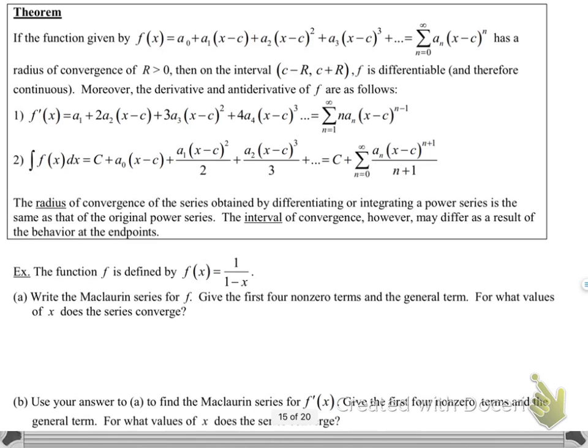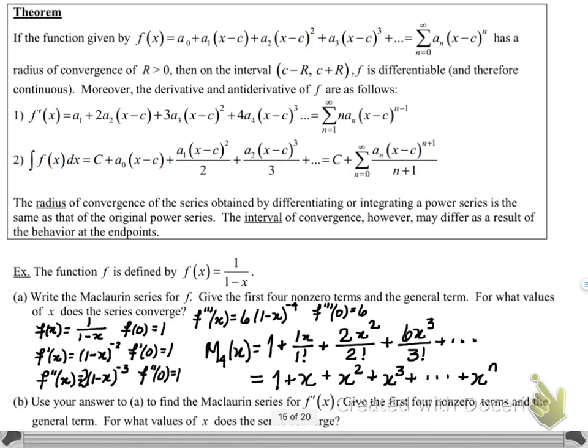At the top of this page, they decided to reiterate what's already been said, which is loads of fun. But we're going to move along and get into the meat of it, and find a Maclaurin series for f. We go through everything we need to do to find f of 0, f prime of 0, f double prime of 0, and f triple prime of 0.